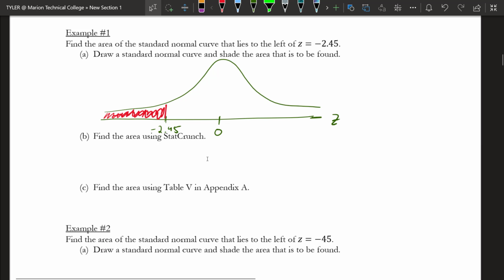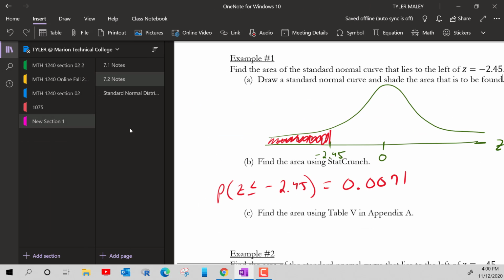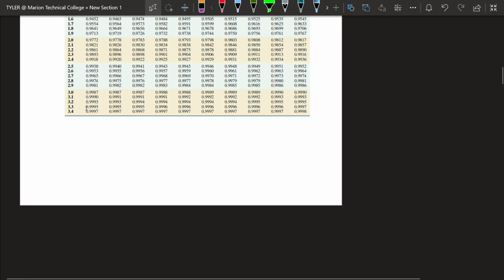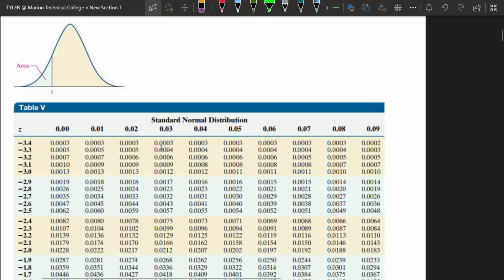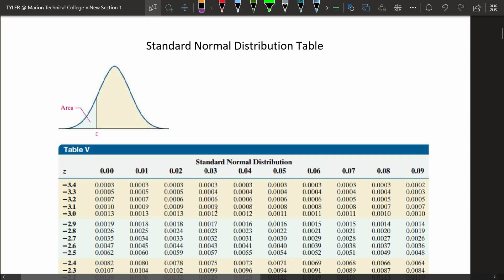So we can write that down, right? So the probability that z is less than or equal to negative 2.45 is equal to 0.0071, right? And so now we want to practice using the table, right? So we're finding area to the left, so using the table isn't too bad for this. You can find the table in Appendix A in the textbook, or I posted this PDF document with these notes as well.